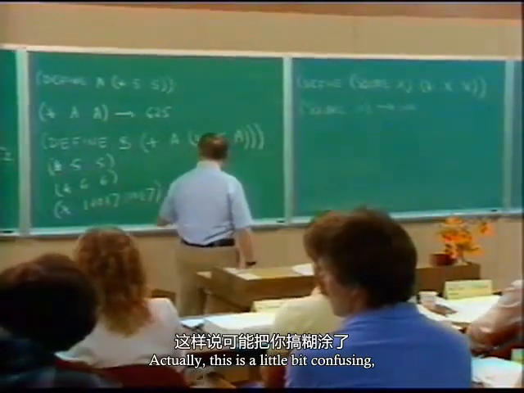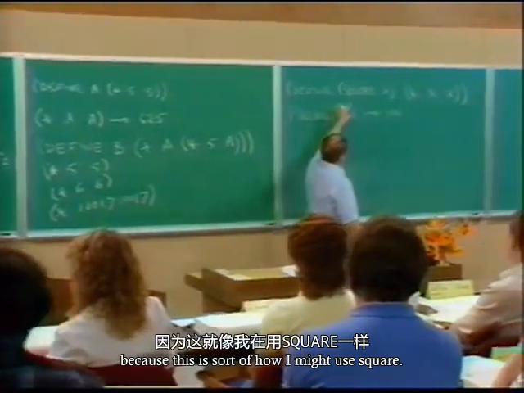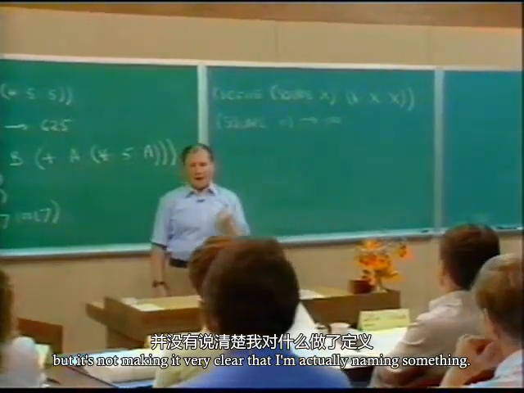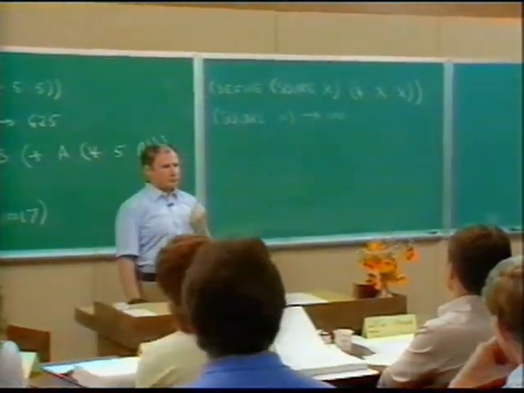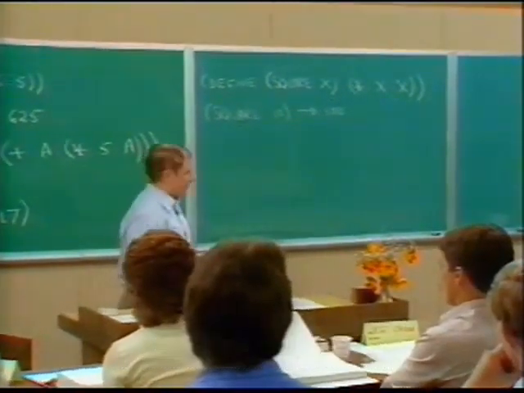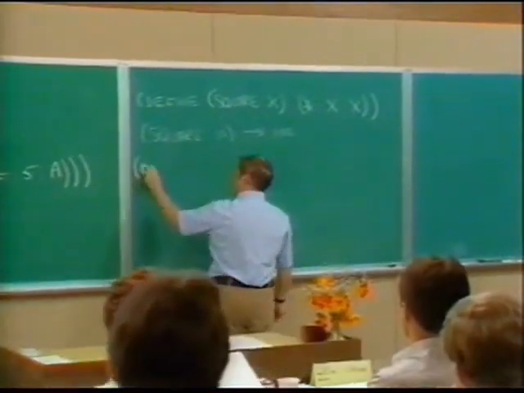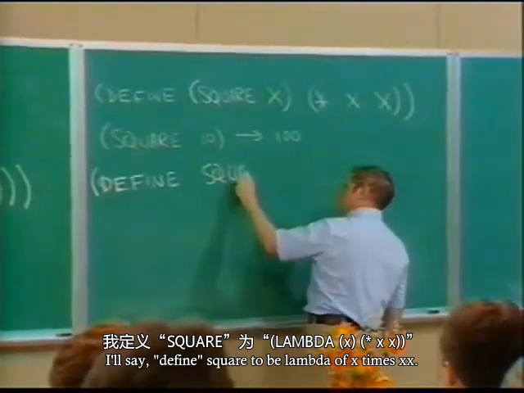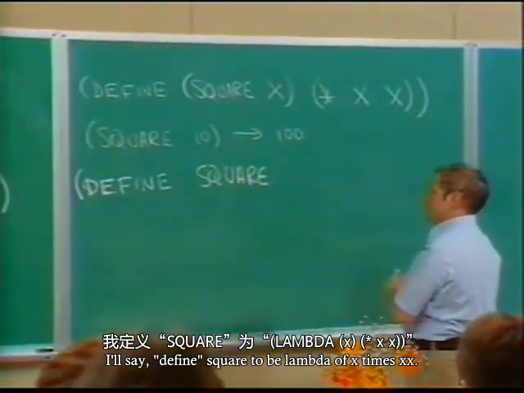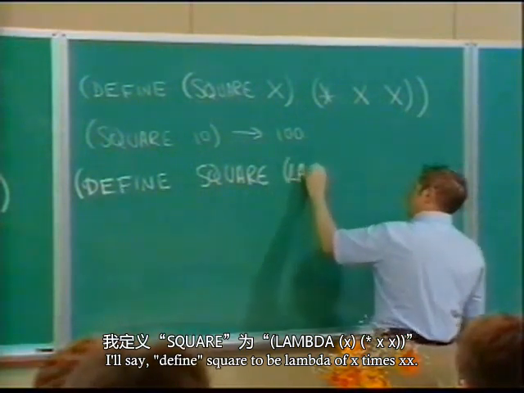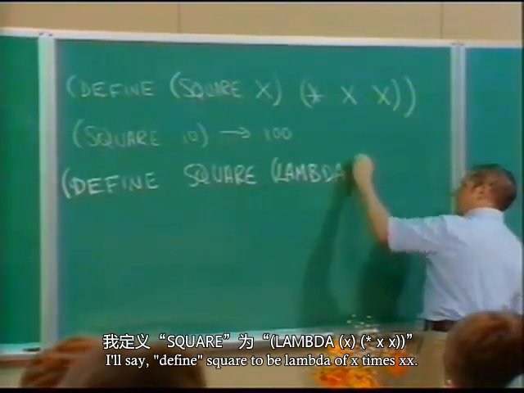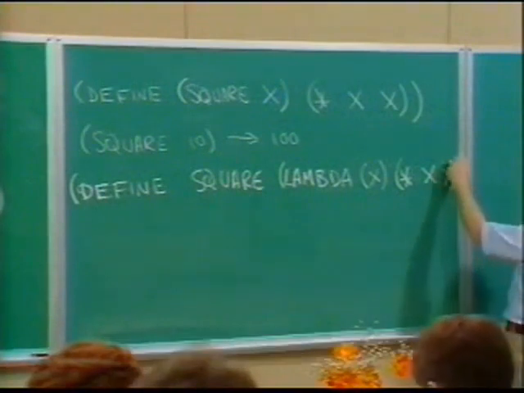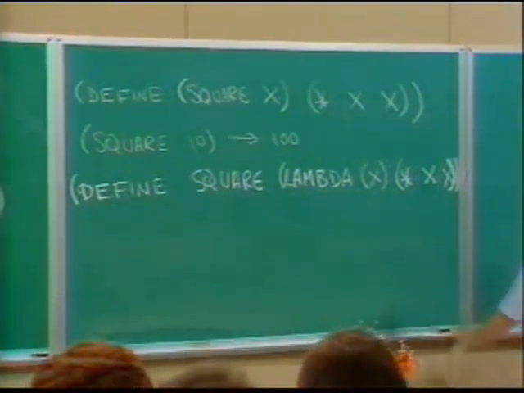Actually, this is a little bit confusing because this is sort of how I might use square, and I say square of x or square of 10, but it's not making it very clear that I'm actually naming something. So let me write this definition in another way that makes it more clear that I'm naming something. I'll say define square to be lambda of x times x.